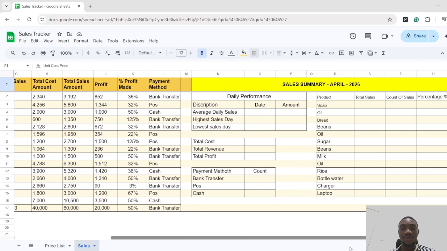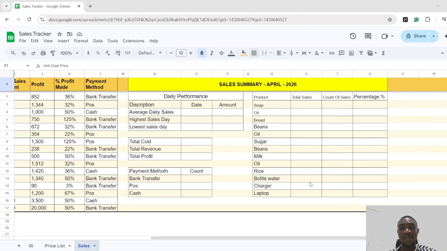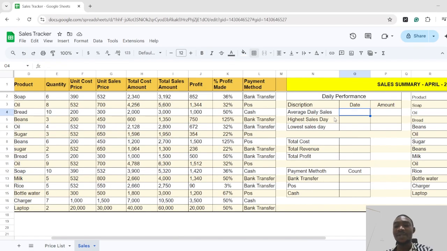So in this video, we're going to look at the daily sales performance by average daily sales, highest sales day, and lowest sales day, as well as calculate the total cost for the period and the total revenue and the total profits. We are also going to look at the payment method to identify what payment method is best used for the period under review. And then lastly, we're going to look at the total sales for all our products, the count of sales, and the percentage sales.